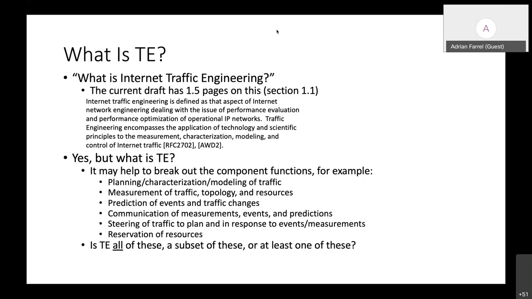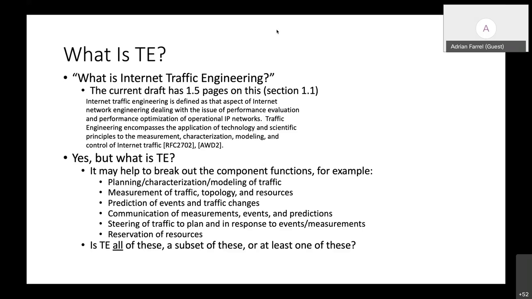The current draft has really quite a lot of froth to define internet traffic engineering. It's 1.5 pages, which is by no means concise and pithy. I've quoted maybe the most relevant paragraph from that, but even this is very open-ended as a definition. It sort of says traffic engineering is all that stuff that you do when you do traffic engineering.